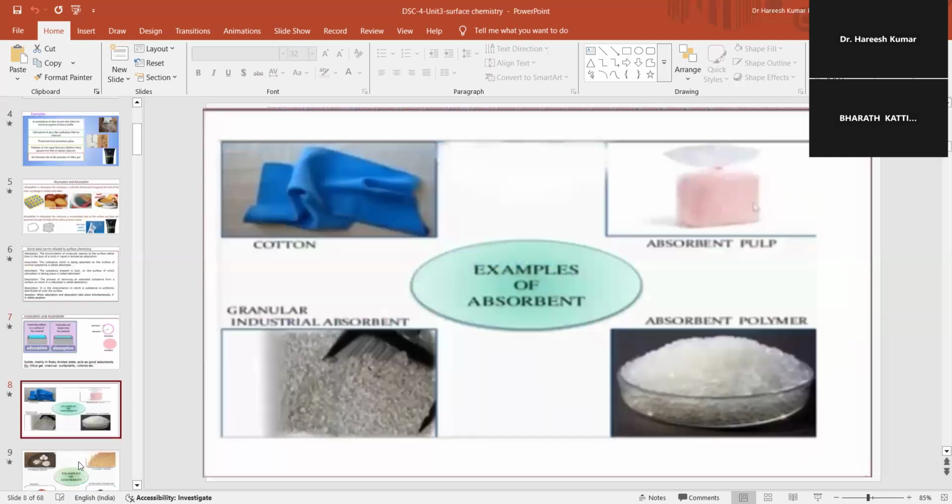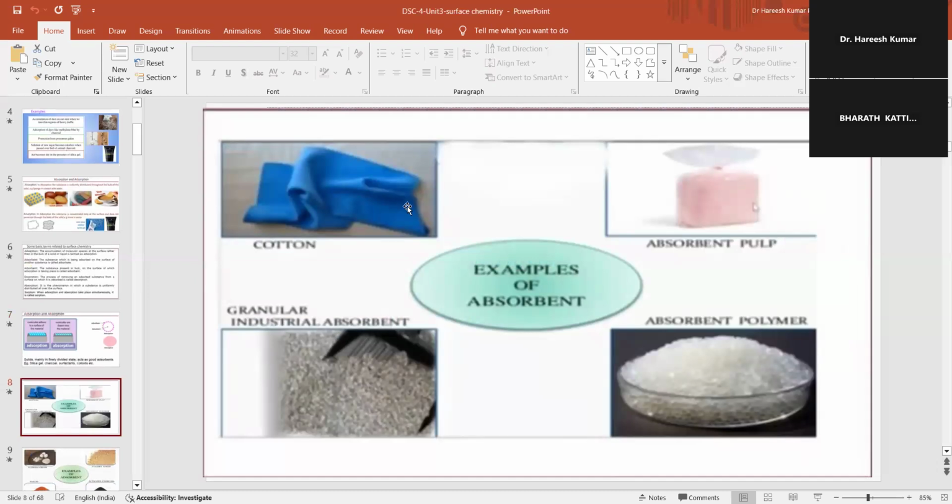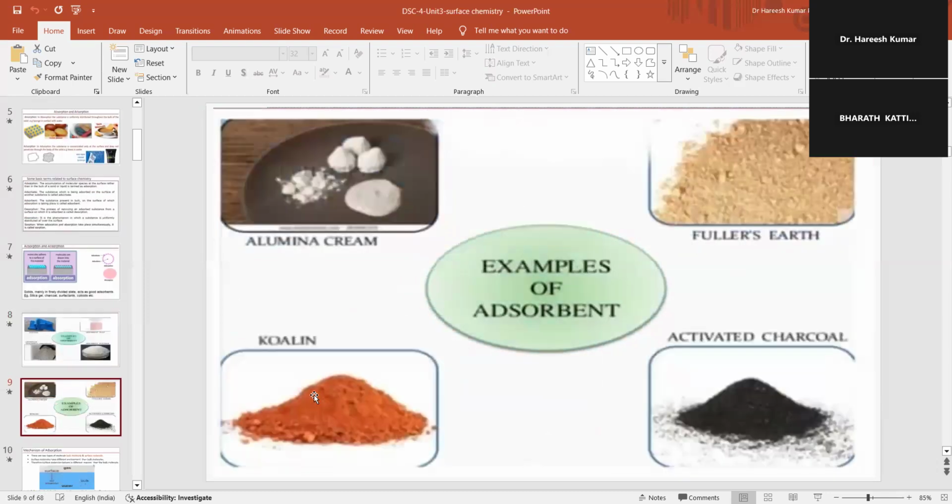Here I am taking a few more examples of adsorbents. Cotton will act as an adsorbent when removing water on a floor. Similarly, adsorbent pulps are also available and can act as adsorbents. Granular industrial adsorbents are also available. Adsorbent polymers are also available. A few more I am taking here. So alumina, meaning neutral alumina, or even clays can act as an adsorbent. Fuller's earth can act as an adsorbent. This is charcoal, activated charcoal.